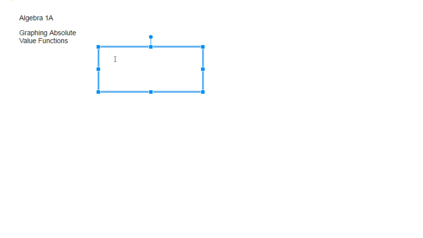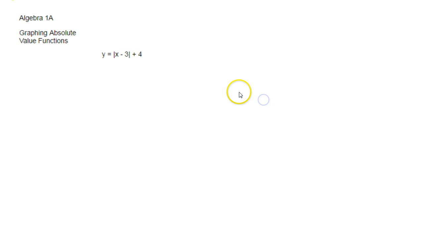Okay, so the absolute value functions we're talking about look like this. Oh, no, sorry. Okay. There we go. Something that looks like this: the absolute value of x minus 3, plus 4. Just graphing something like this is going to be pretty simple.